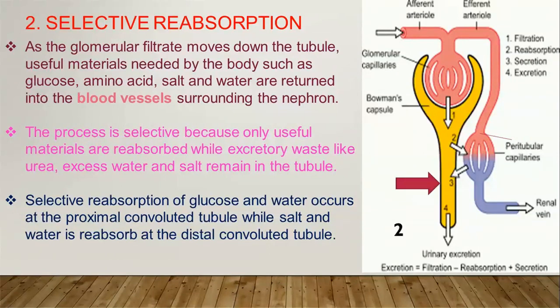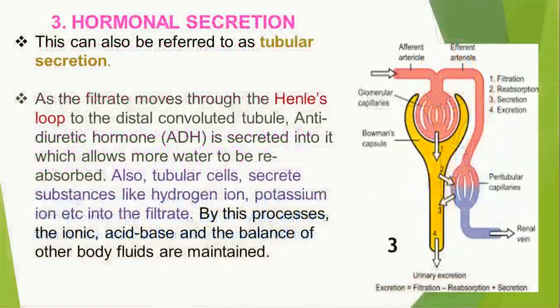The first one, number 1, is showing material moving out of the glomerulus into the Bowman's capsule, that is ultrafiltration. Number 2 is showing material from the tubule going back into the bloodstream, that is showing selective reabsorption. Good, let's move on. Number 3 is hormonal secretion. This can also be referred to as tubular secretion.